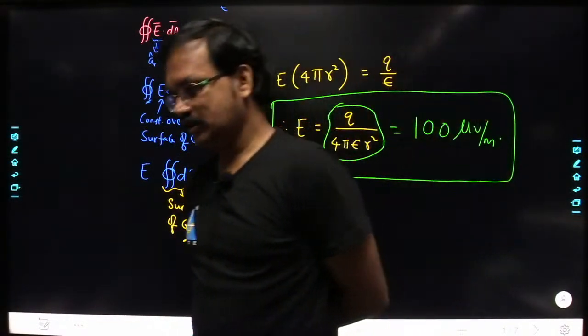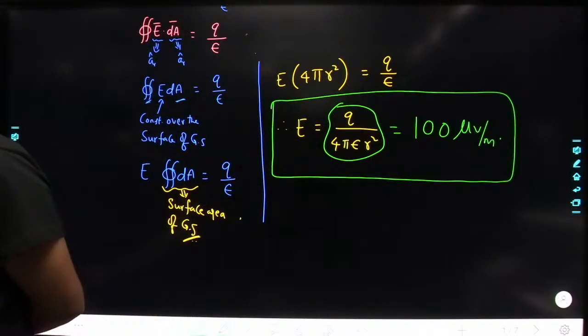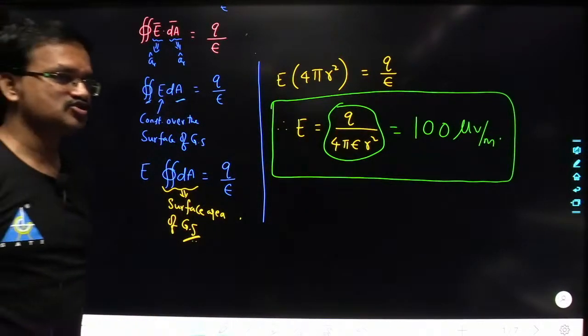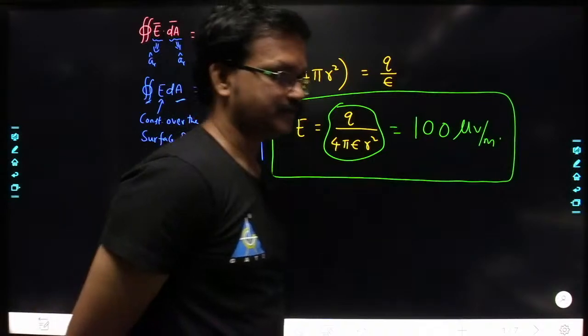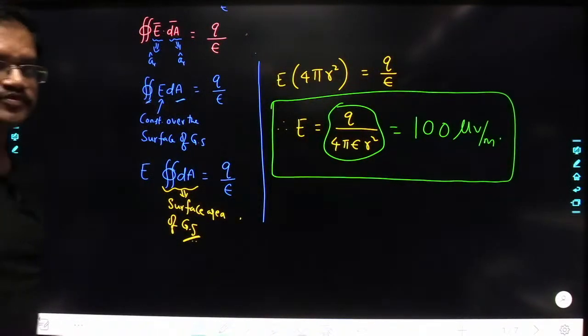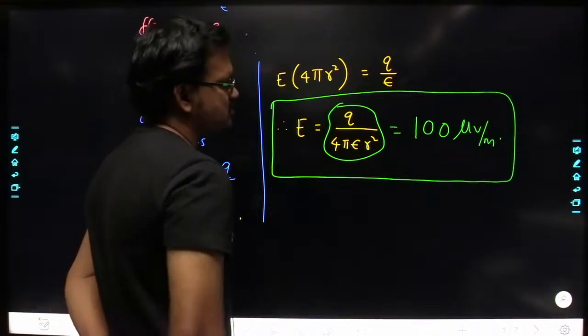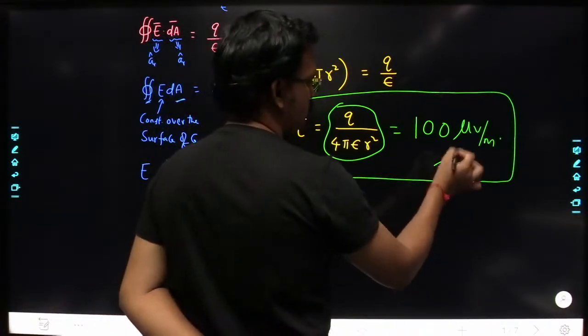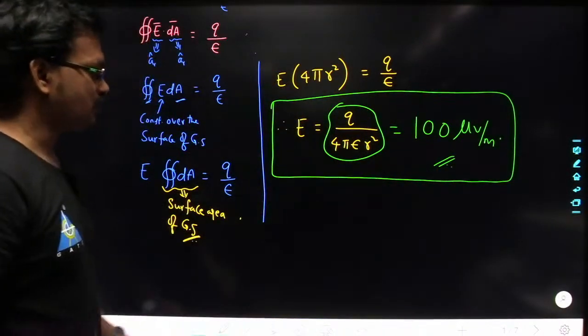See, in some books here, they have given the answer as 0. That is wrong, right? In some books they have given the answer as 0, which is absolutely wrong. So the answer for this question is 100 microvolt per meter. So I will prove that one also. See here.